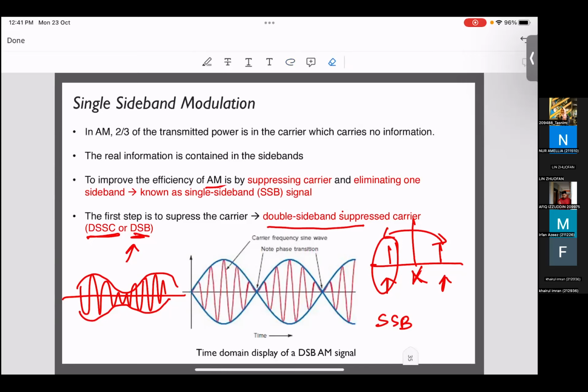When they say note the phase transition, the phase is changed. This is a very unique characteristic of the DSB waveform. When you see a change in the phase at this pinched part, you know that this is a suppressed carrier and this is a DSB. Very, very unique to the DSB. So you have to understand what it means for the characteristic of a DSB to identify it, okay?